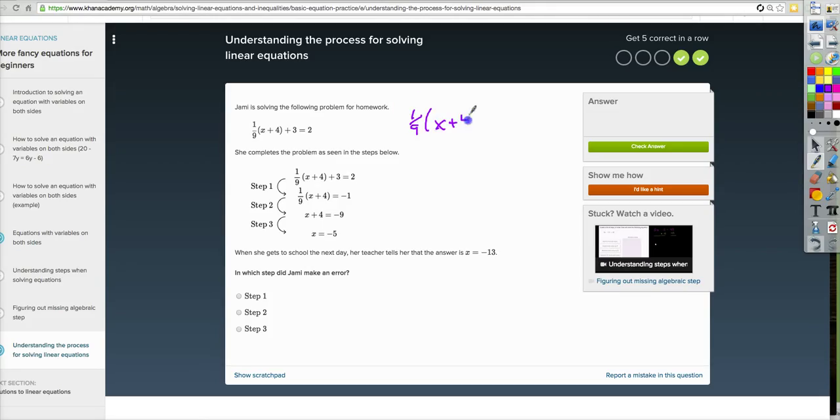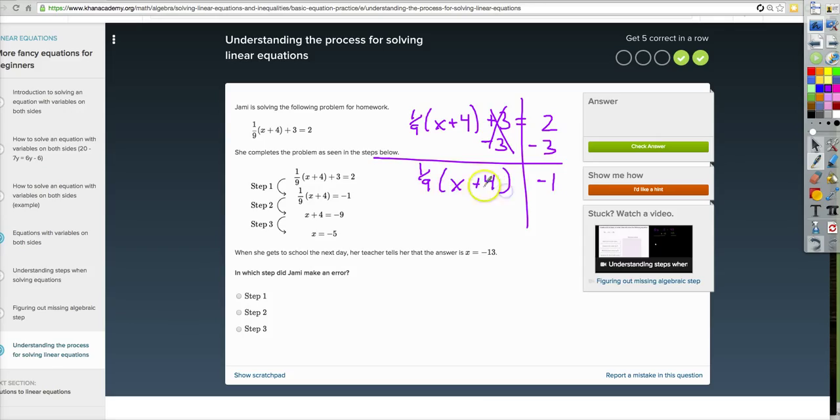I like to move the thing furthest from x away first. I always like to do the distributive property first because it makes things look easier. But she didn't want to do that. She wanted to get rid of the furthest thing away from x, which is plus 3. It's fine. And then she said, well, the furthest thing away now is 1/9. So to get rid of times 1/9, she's going to multiply by 9 like we did with 1/7. And then she's left with this.